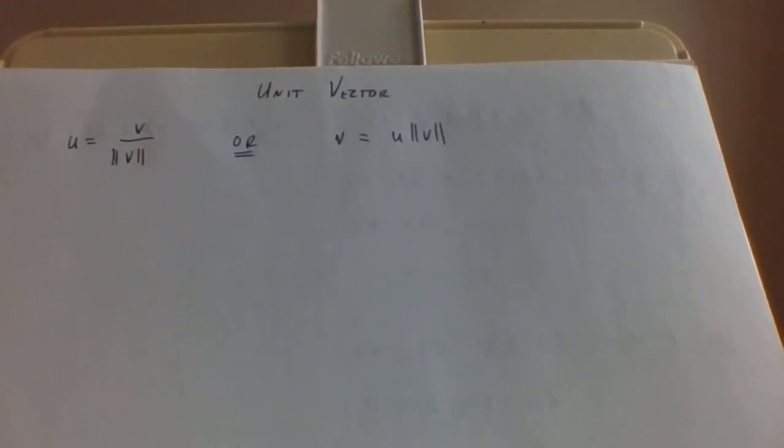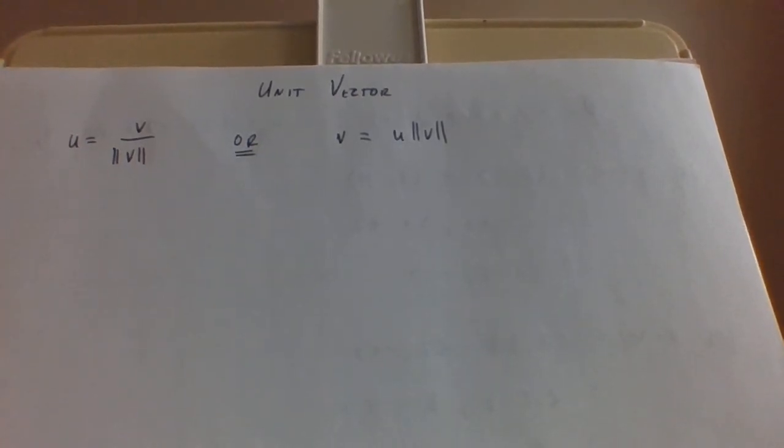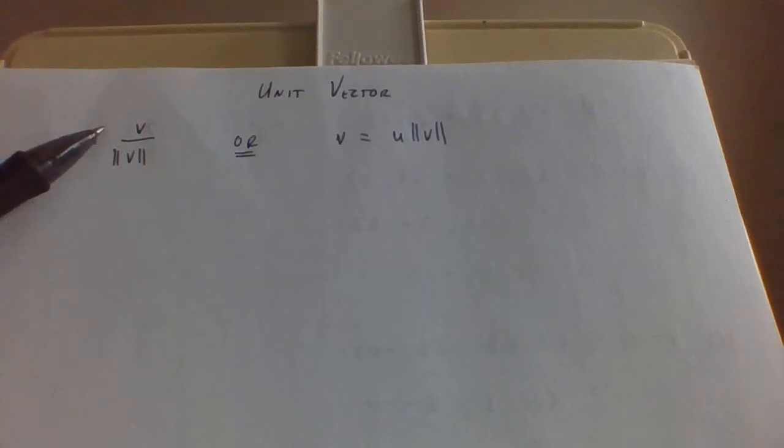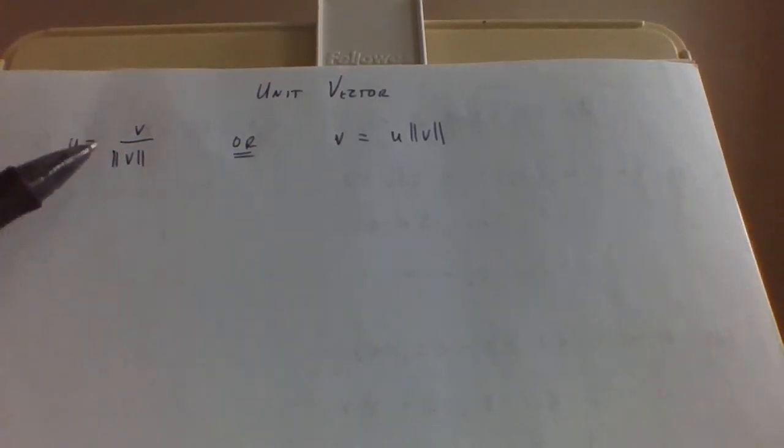Let's take a look at unit vectors. Let's talk about this notation. We're going to let the letter u represent our unit vector. To find that, we're going to take vector v on top and divide it by the magnitude of v. This is probably the most common way you're going to see this formula written.